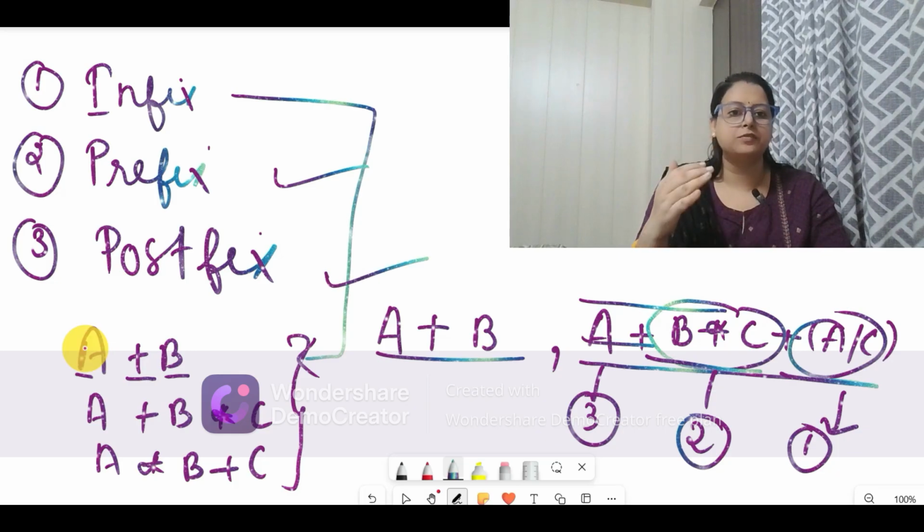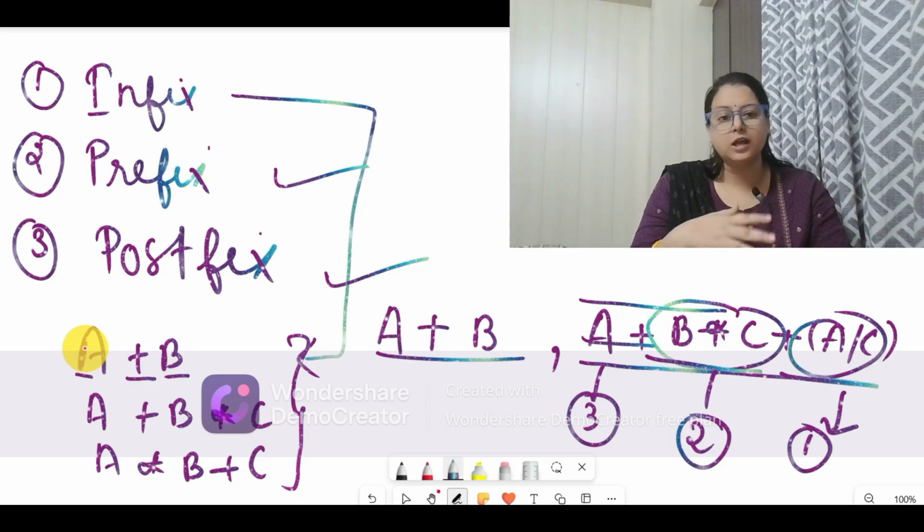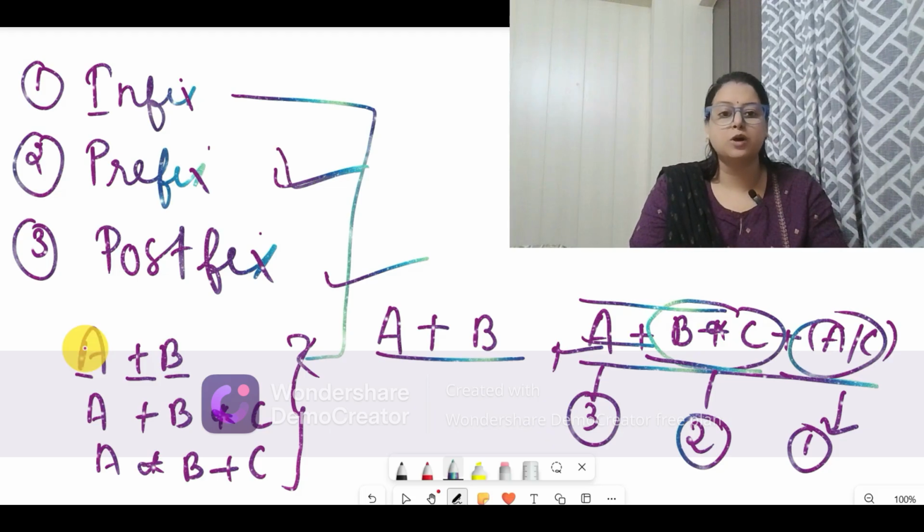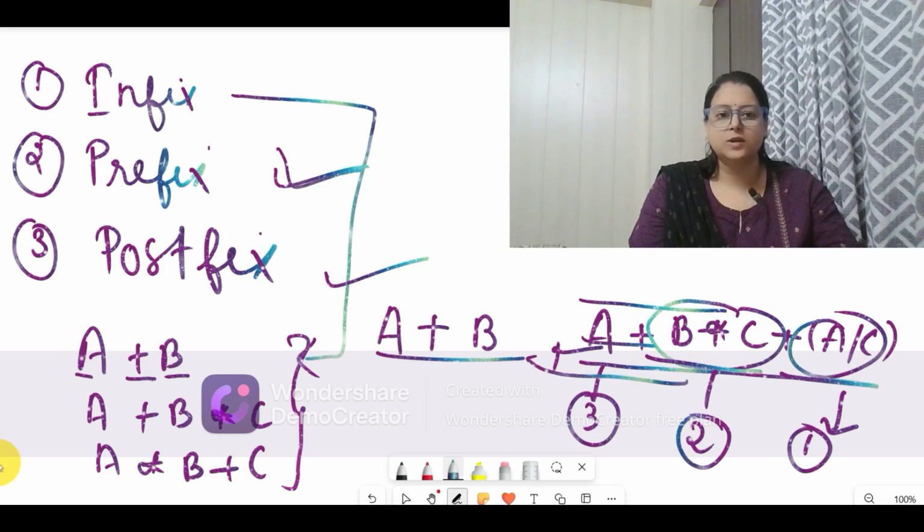How prefix and postfix solve the problem of priority for computers, and how they make it easy for the computer to understand which task will be evaluated first, that we will see now. First of all, we'll go to prefix and understand how it makes the computer's task easy for the combination of expressions. So let us see.